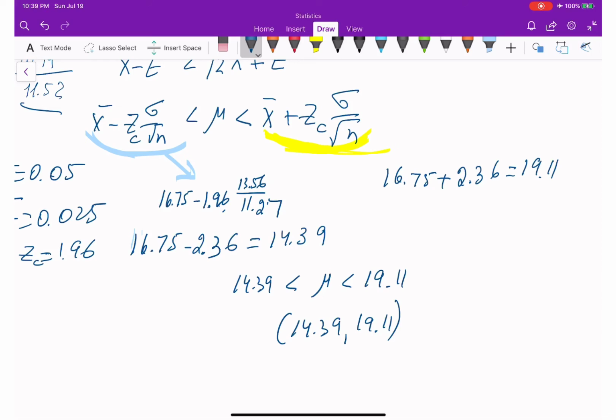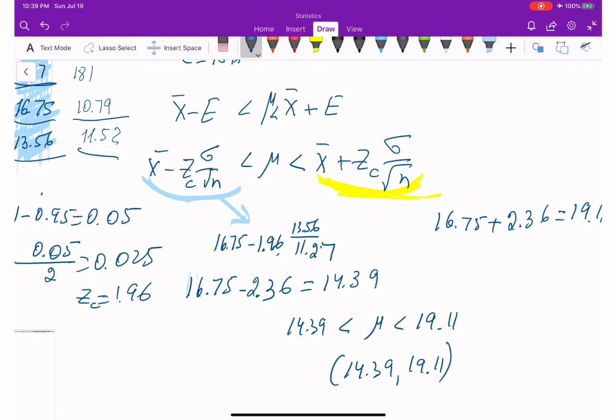Okay, so we solved it. I found the confidence interval for male. You can find it for female also precisely the same way.